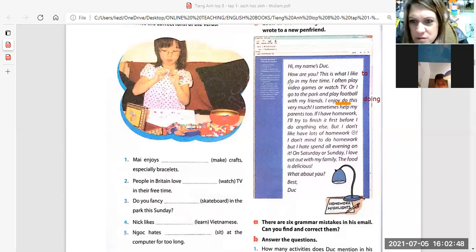Here you have to I like to do. This is what I like to do in my free time. To do. I sometimes help my parents too. If I have homework, I'll try to finish it first before I do anything else. But I don't like to have lots of homework. To have.